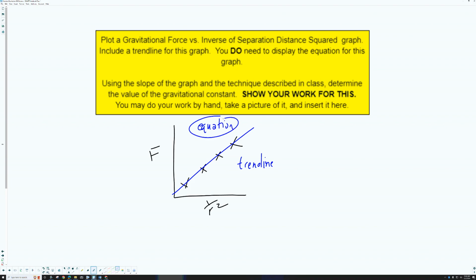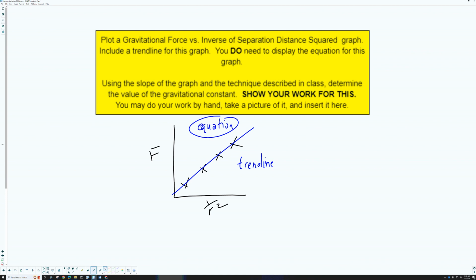Now, from this equation and this trend line, we are going to determine the value of G. We're going to determine the value of the gravitational constant. Here's how we're going to do it. We've talked about this technique once or twice before. This is more of a Physics 30 technique. We're just kind of introducing it to you here.